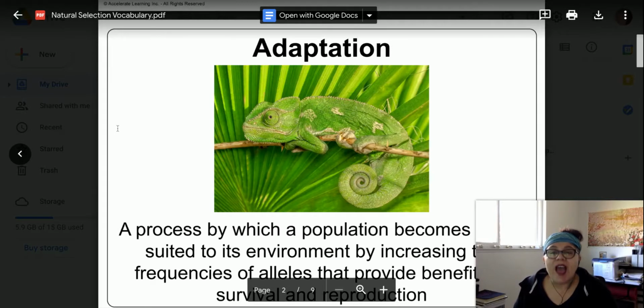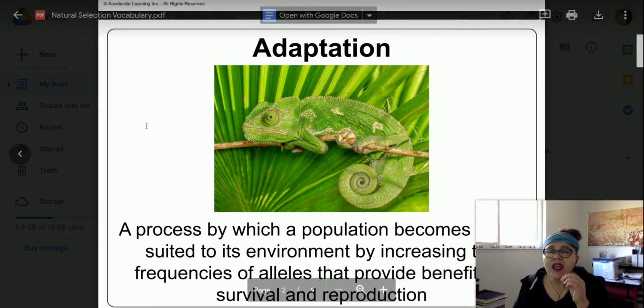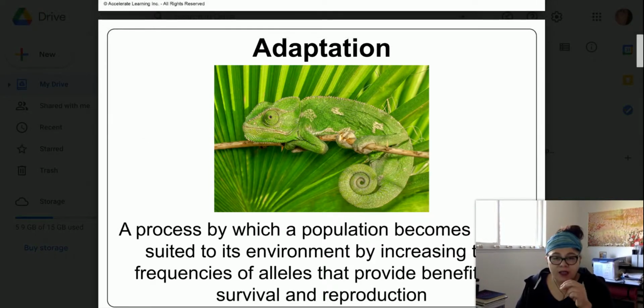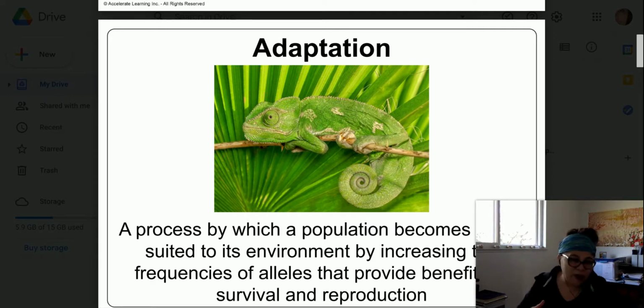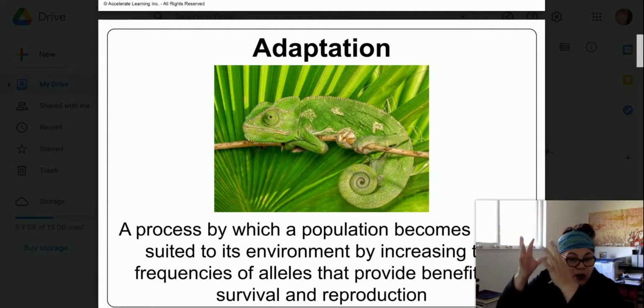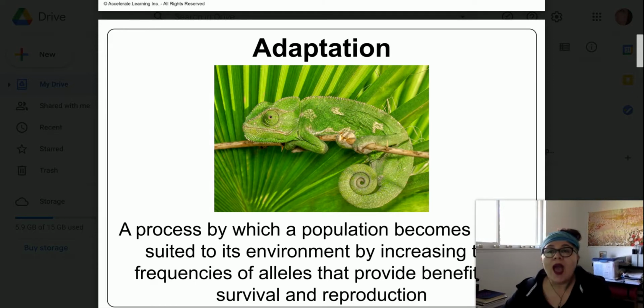The next word is adaptation. Adaptation is a process by which a population becomes more suited to living in its environment. Okay? For example, one of the best examples of this is these moths that lived in England. And these moths lived on white tree trunks. You know how some trees have white trunks, others have brown trunks. In this forest, the trees had white trunks. And these moths were white predominantly.